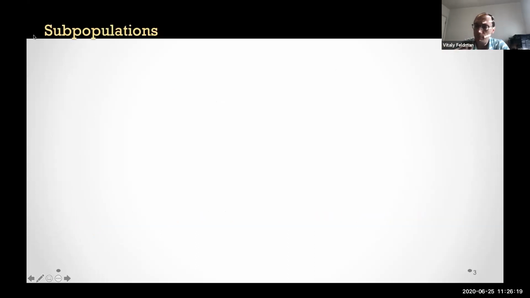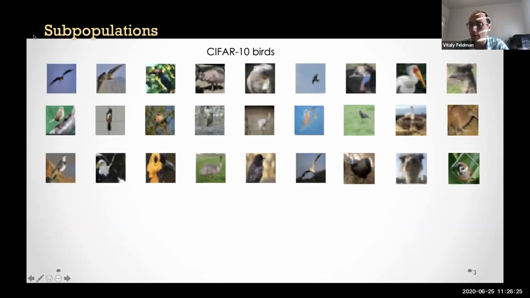At a high level, my explanation is based on an observation that natural data distributions are not homogeneous, and they are better thought of as consisting of numerous subpopulations or clusters, which are quite different from each other. Here is an example from the CIFAR-10 dataset, the class of birds. As you can see, these images consist of hundreds of different species of birds taken from different angles, at different magnifications, with different backgrounds. So these subpopulations are quite different from each other, and an algorithm may be unable to predict on a subpopulation well without observing any representative from that subpopulation.